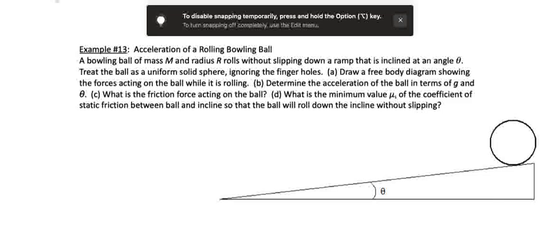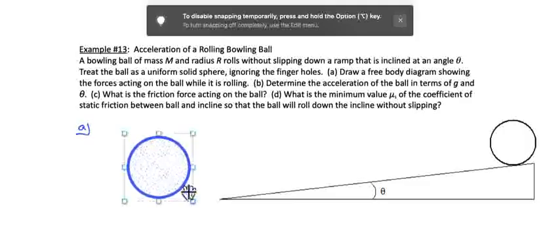Welcome to example number 13. We have a ball rolling down an inclined plane. So we're going to first start off by drawing a free body diagram for the ball. So I'll just maybe draw that over here. We'll call that part A. And we're going to draw a bowling ball like here. Okay. And then probably some inclined surface here.